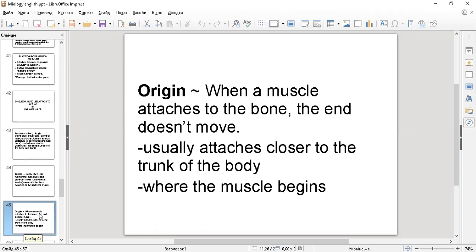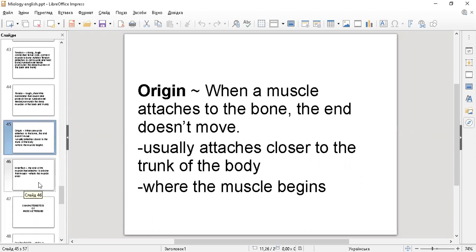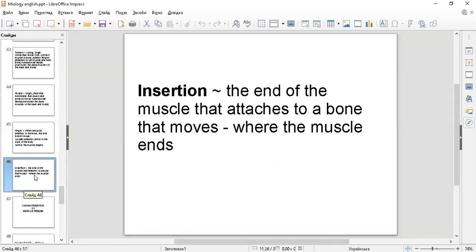Origin. When a muscle is attached to the bone, the end that doesn't move. Usually attached closer to the trunk of the body, where the muscle begins. Insertion. The end of the muscle that is attached to a bone that moves, where the muscle ends.